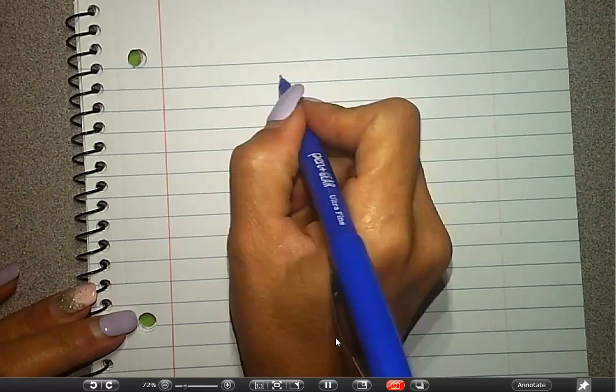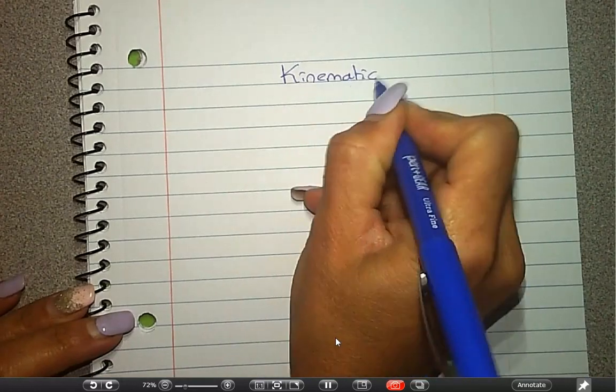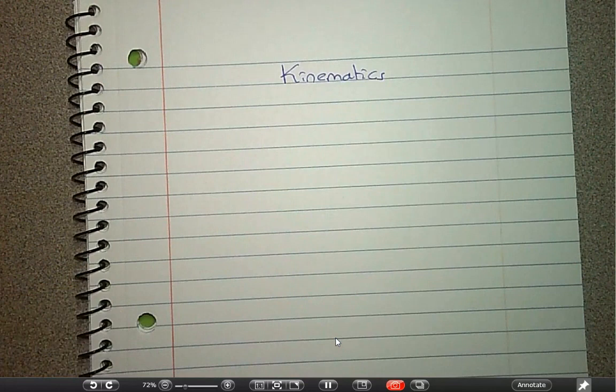Hello, everybody. So this is our first unit in the physics class, and you will be learning about kinematics. And so your title is going to be kinematics. What are kinematics?